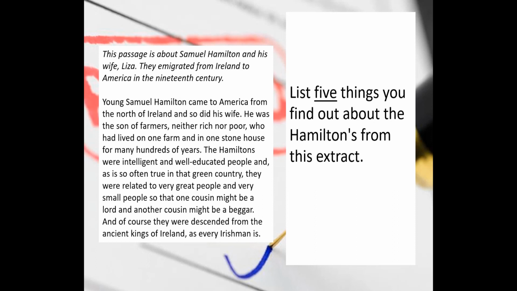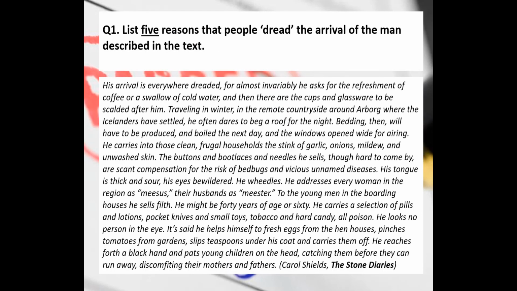This is the one they did in their mock, and like I said, many of them lost marks because they were just focusing on only one Hamilton rather than looking at the question carefully and thinking it's about the whole family. I'll now leave on the screen another example. Question 1, list 5 reasons why people dread the arrival of the man described in the text. You can see the whole thing's in italics, and it comes from Carol Shields, The Stone Diaries, and we're looking for 5 reasons that people dread the arrival of the man described in the text.